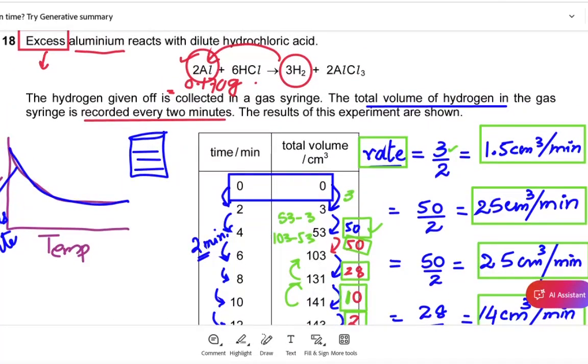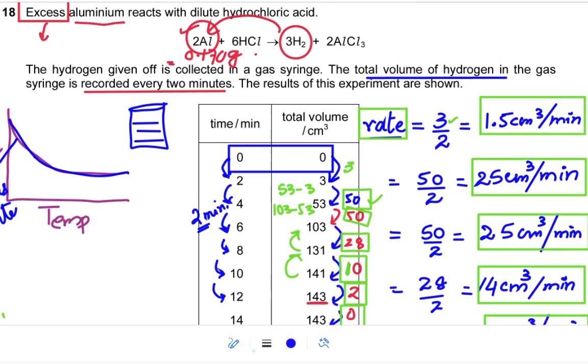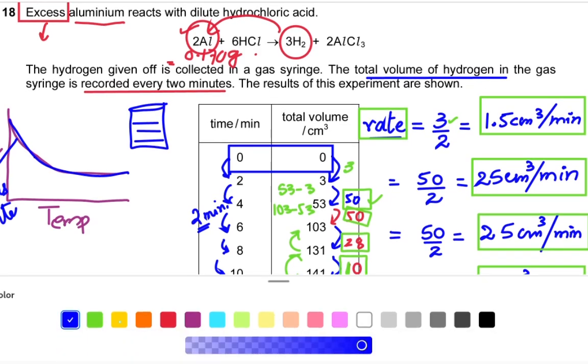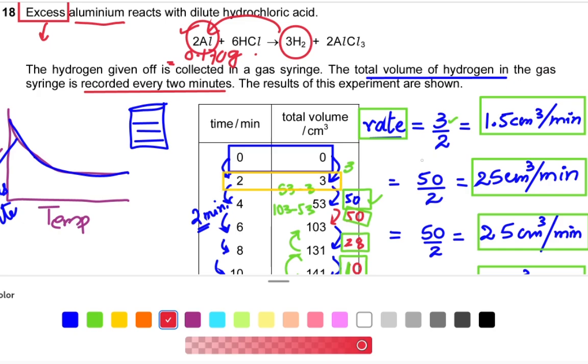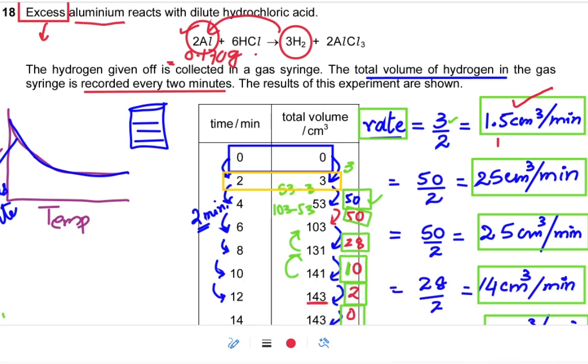This is the point when the highest rate of reaction should be there at the beginning. As you know, with the passage of time, the rate of reaction decreases. So at the beginning, this is the point when the rate of reaction should be highest. But the rate of reaction at this point is 1.5 centimeter cube per minute, and as it proceeds, the rate of reaction increases to 25 centimeter cube per minute after that. It means with the highest concentration, the rate of reaction is not high. So that's why this option is wrong.